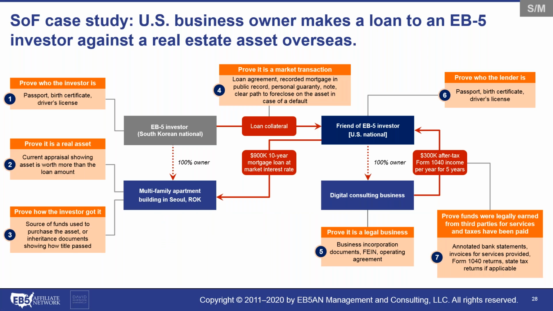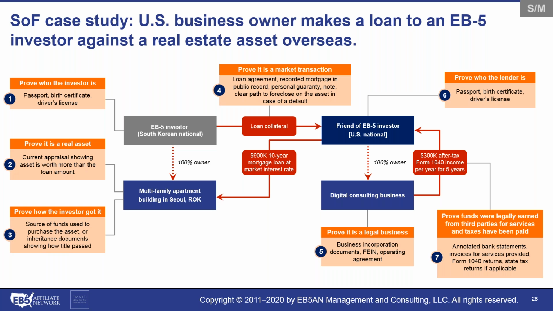So at a high level, this is a situation where we've got a South Korean national who's going to be the EB-5 investor, and that investor has property, a multifamily apartment building in Seoul. And that investor doesn't want to sell that building. For whatever reason, they've decided not to get a locally sourced loan or a mortgage in Korea for that building. Maybe the interest rates are too high, or whatever the case is.